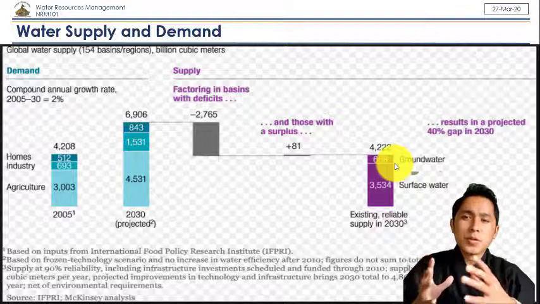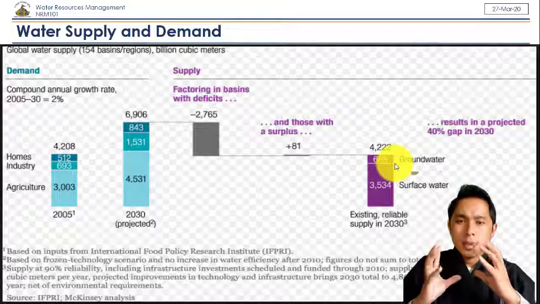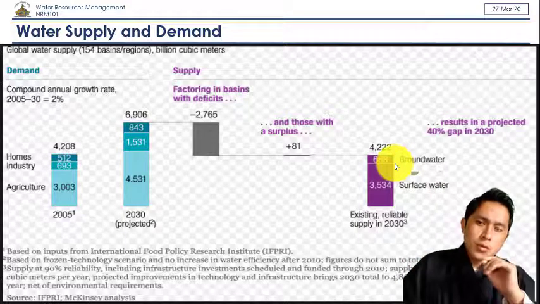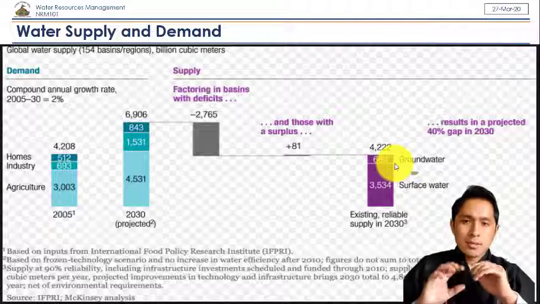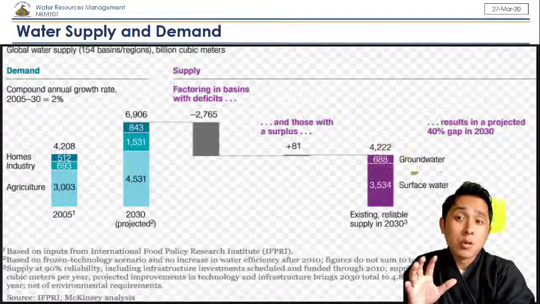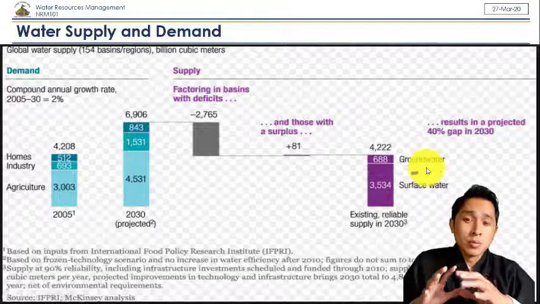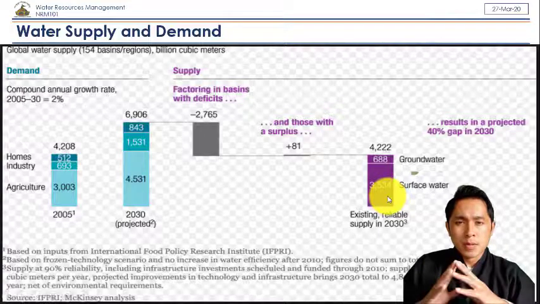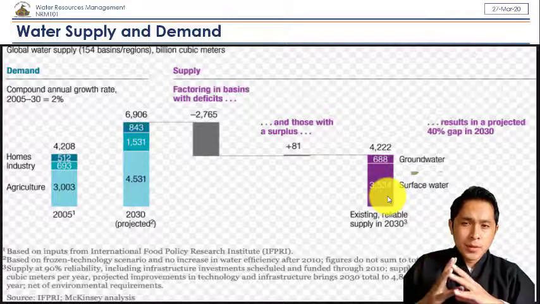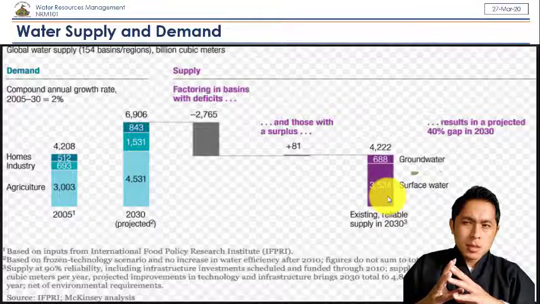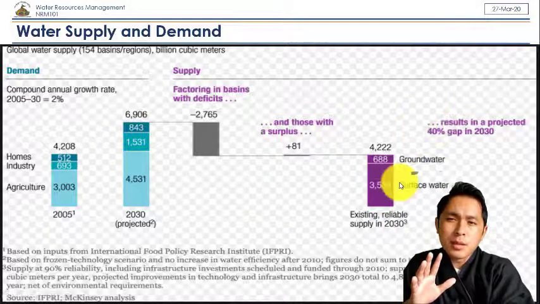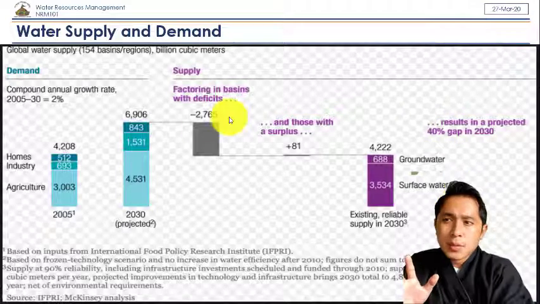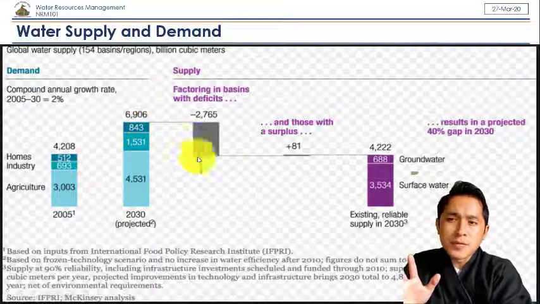So 4,222 is the water that has to be supplied in order to meet all this demand. And from this 4,222, 688 billion cubic meters of water is groundwater, which is almost inaccessible to most of the countries. Only 3,534 billion cubic meters of water is accessible as surface water. So to meet all this demand, we still see that we are not able to meet lots of demand.